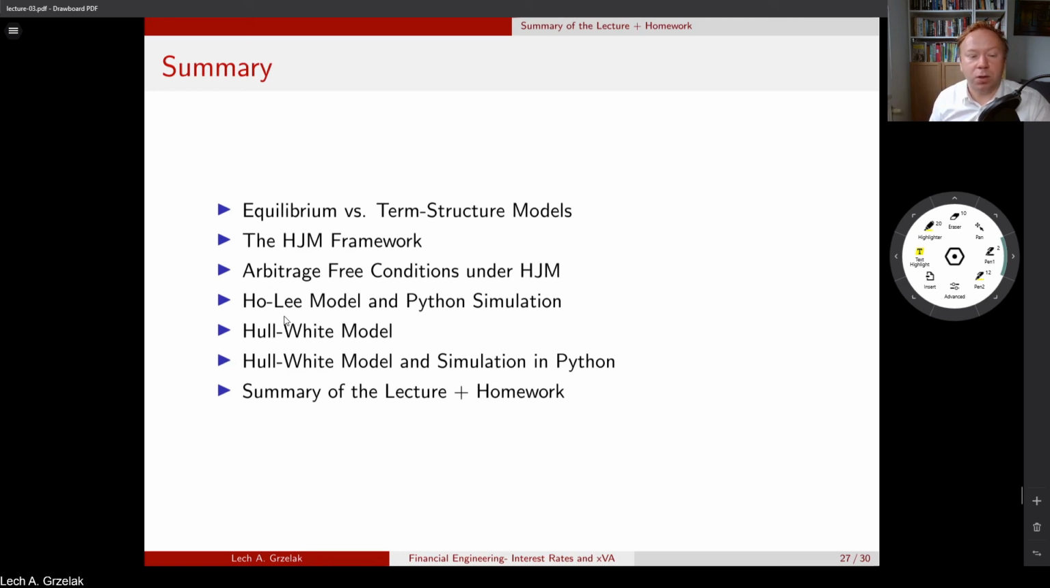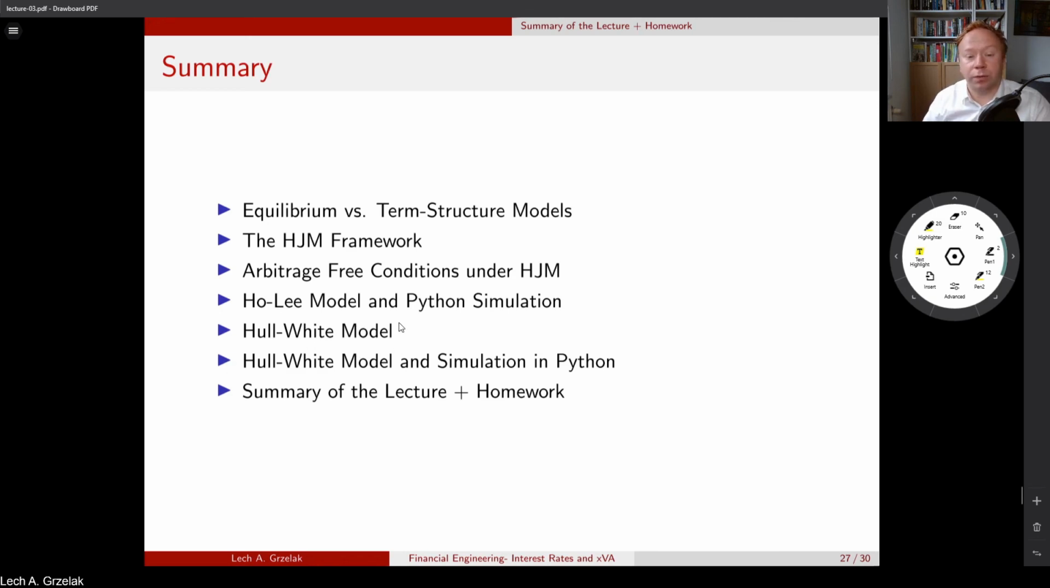In the second block, we discussed particular choices of volatility for the forward rate under the HJM framework, so the instantaneous forward rate, which defines the interest rate dynamics. For that, we can specify different volatility coefficients, and that would give us different interest rate models. So by changing the volatility, we could, for example, arrive at the Ho-Lee model or the Hull-White model, and those two were discussed in this course.